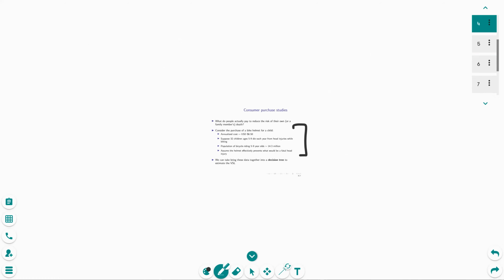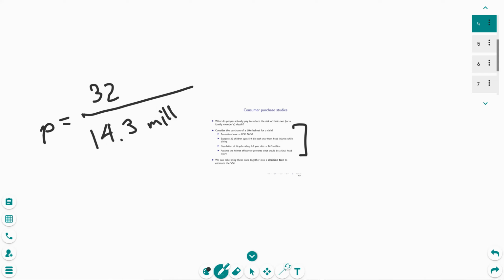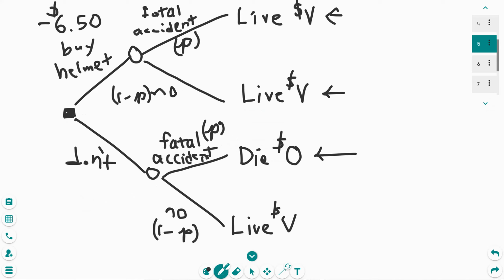And this P, this probability of being in a fatal accident, we're going to say that that's equal to this 32 deaths of 5 to 9-year-old children annually divided by the 14.3 million bicycle riders. We can discover that this probability P is equal to 0.000022. So that's the probability that your life is saved by buying the helmet.